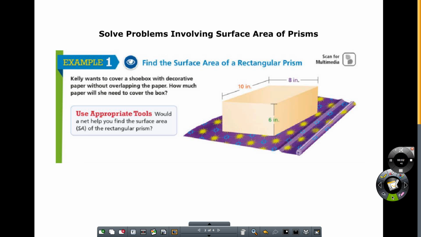All right, so we're going to talk about how we can find the surface area of different prisms. So make sure, please, that you have this worksheet in front of you, and you're going to fill out this worksheet as we go through the video. You're going to be doing some of them with me, and you're going to be doing some of them independently.